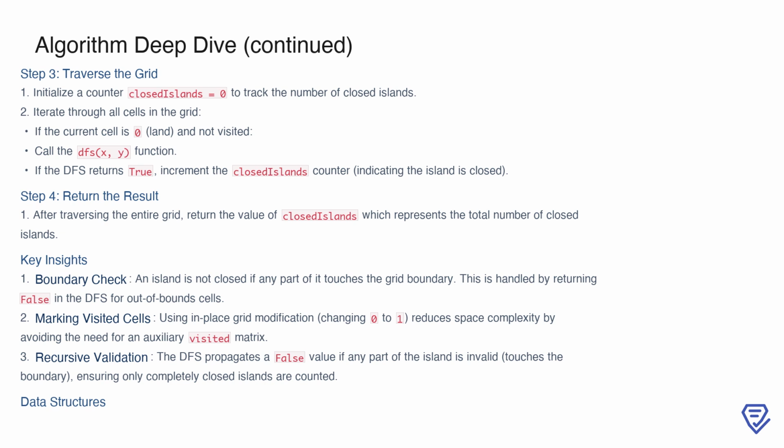There are several key insights to highlight here. First, the boundary check is critical. Any island that touches the grid boundary is automatically disqualified from being closed. Second, modifying the grid in place by marking visited cells saves memory, as we don't need an additional data structure to track visited nodes. Finally, the recursive nature of DFS ensures that any invalid condition, such as touching the boundary, is propagated back up the call stack, so only completely enclosed islands are counted.